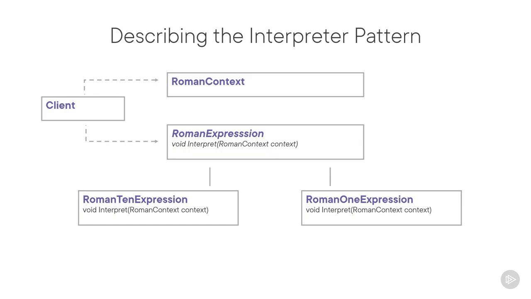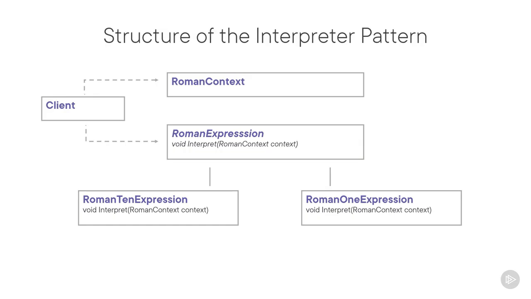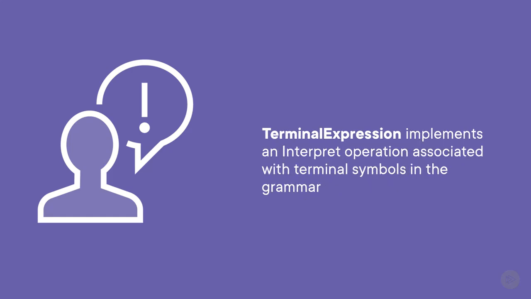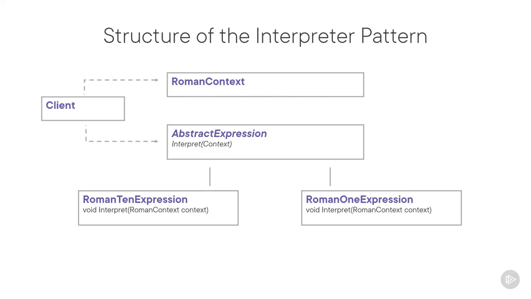Before we implement this, let's map it to the pattern structure. We'll start with the first player, the abstract expression. This maps to our Roman expression abstract base class. What it does is declare an abstract interpret operation that is common to all nodes in the abstract syntax tree. Up next is the terminal expression. That's an implementation of the abstract expression. This implements an interpret operation associated with terminal symbols in the grammar. An instance is required for every terminal symbol in a sentence. So this maps to our Roman 10 and Roman 1 expressions.